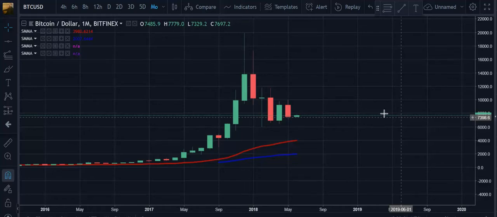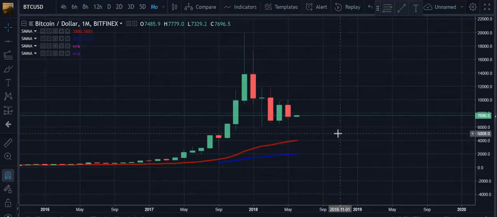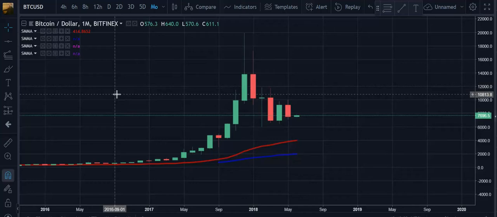First, I pick the Bitcoin USD chart. I go for a monthly chart, and I try to find some traditional support and resistance levels here.